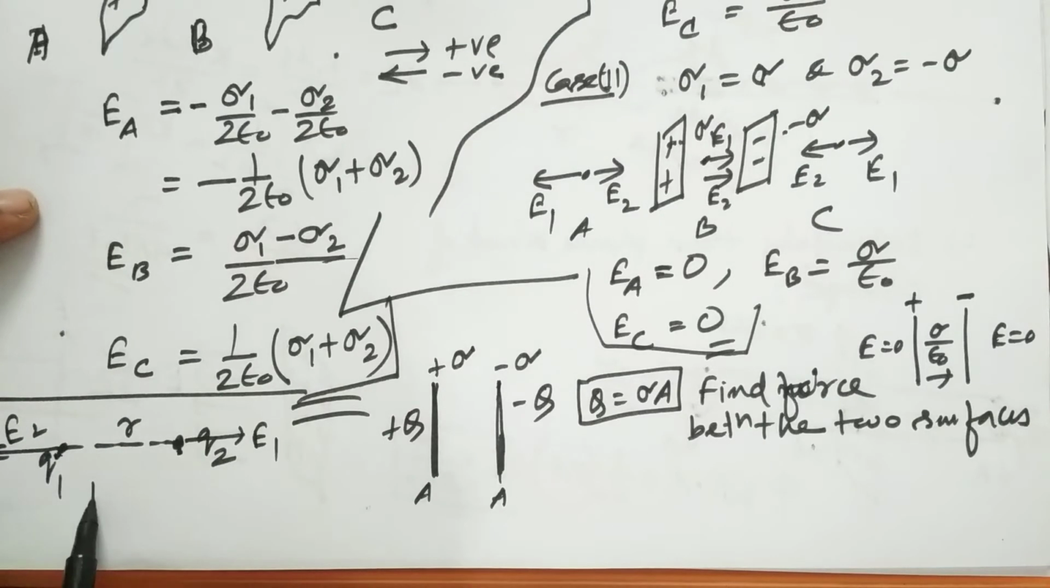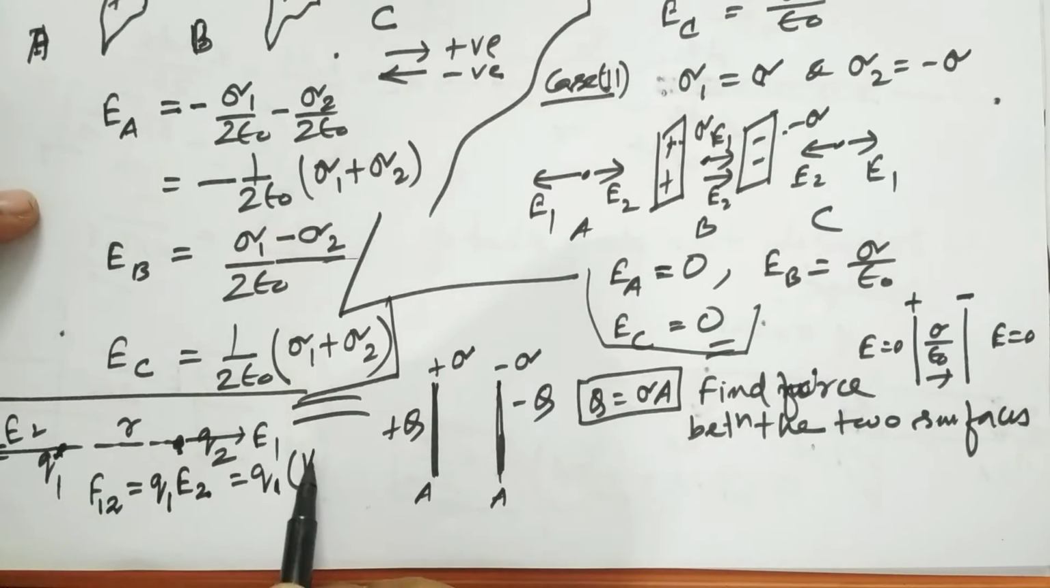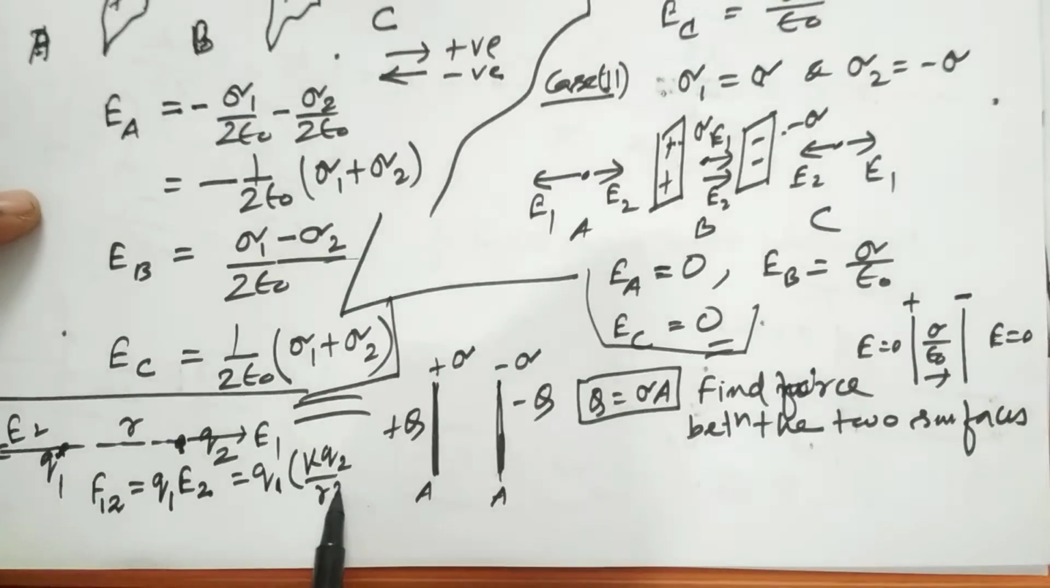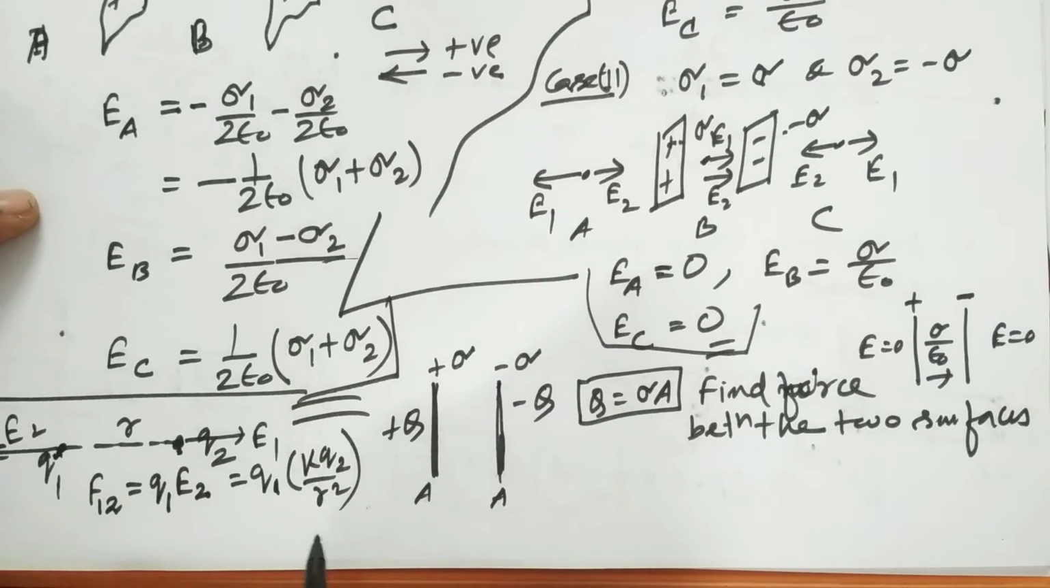So if I have to calculate the force on 1 by 2, force on 1, I will be writing charge on 1 multiplied by electric field of 2. What is the electric field of 2? K Q2 by R square. So this is K Q1 Q2 by R square.